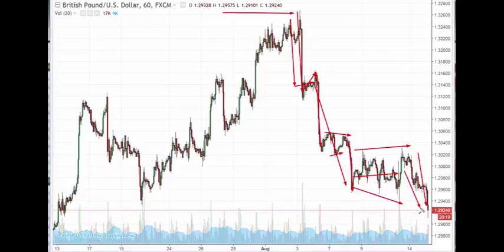So if this truncates, then that will support the alternative count, which is Mike's preferred count at the moment, or he may have changed that, I don't know. If this thing accelerates downwards, then it would prefer my preferred count, but we'll wait and see how that develops.